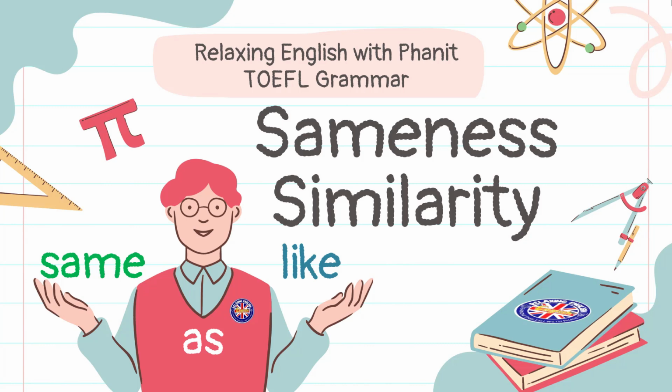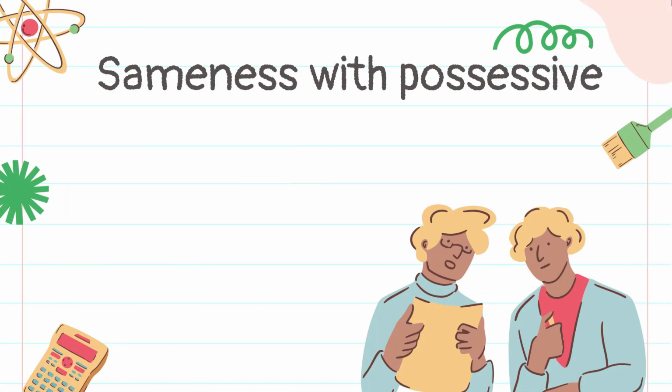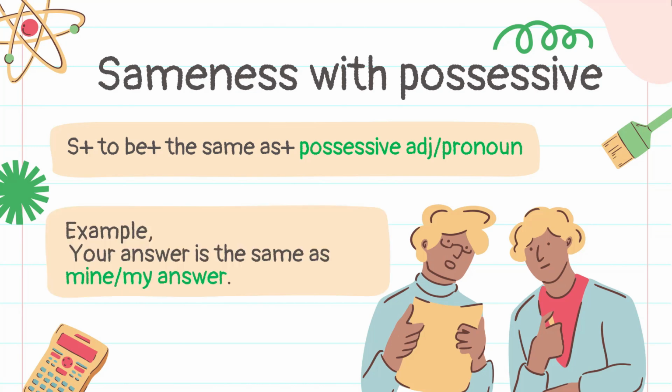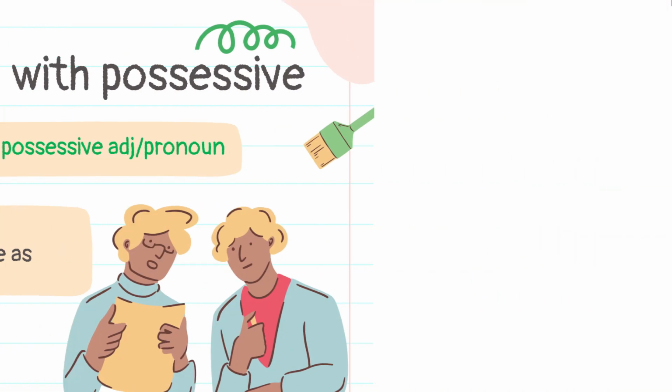So today you will learn how to express something that is the same or similar by using same, as and like. Next we learn how to use the word the same with possessive. Here is the form: subject plus to be plus the same as plus possessive adjective or possessive pronoun. Here is the example: Your answer is the same as mine, or you can say, your answer is the same as my answer. Next, you can use the same with noun.